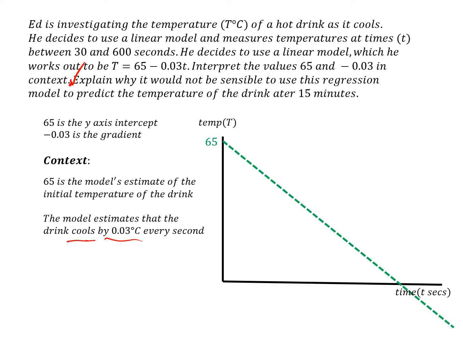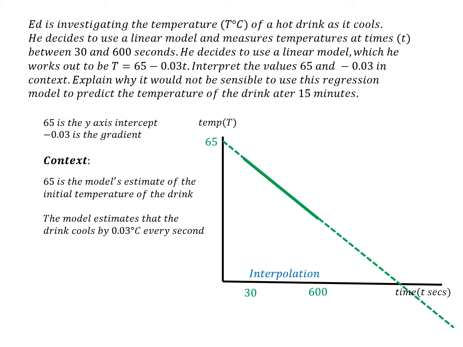What about the next part of the question then? So the observations which have taken place in order to create this model have all been between 30 and 600 seconds. So they might have been like this, for example. And over that period of time, from 30 to 600, this straight line is a good approximation. So if we want to use that model to make estimates anywhere between 30 and 600, estimates of the temperature of the drink, then that's fine.